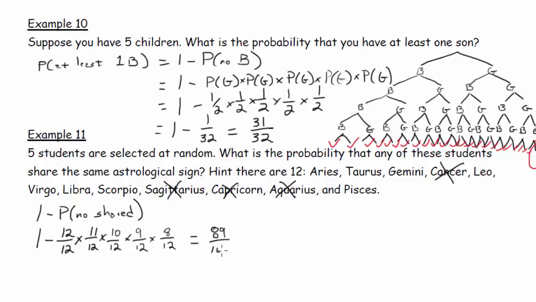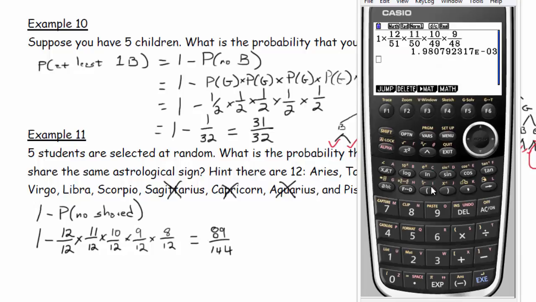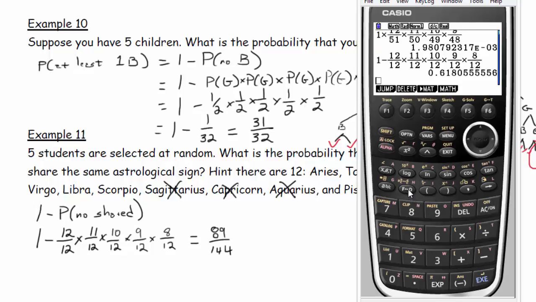89 over 144. So again, if that arithmetic is bogging you down, we could come to our calculator and do 1 minus, select our fraction button, which would result in a probability of 89 over 144. And once again, if your result was not given to you as a fraction and you preferred a decimal, you could select the fraction to decimal button. So this is about 62%.